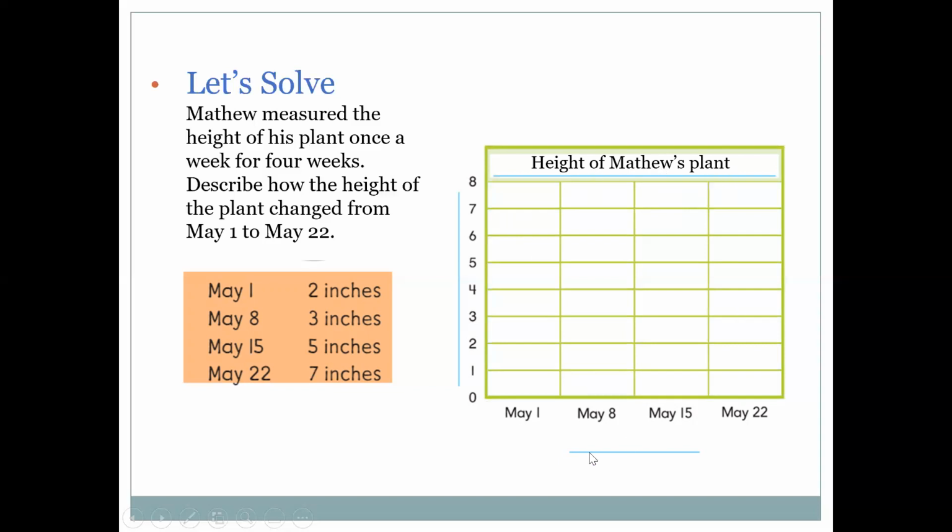Very good. Now you see a blue line here and you also see a blue line here, correct? So we have to give a small heading to these things and to these numbers. May 1, May 8, May 15, May 22. What do you think this is? Which category will it fall under? It is the date. Very good.